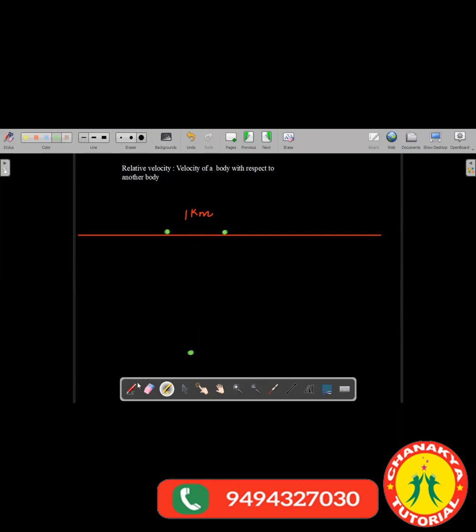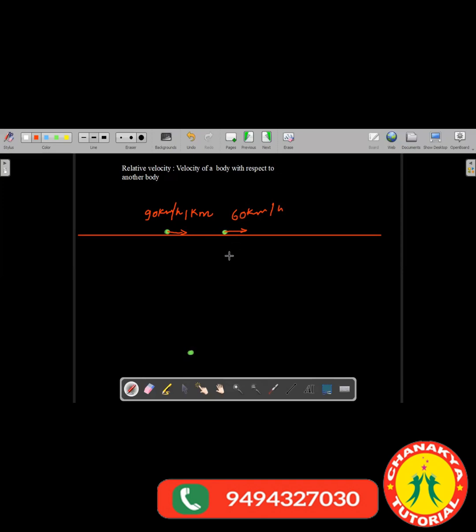So I observe that this car is moving with some speed, let's say 60 kilometer per hour. And let's say this car is also moving in the same direction with a speed of 90 kilometer per hour. Now, this is what I am observing. I am observing this car to be moving with 90 kilometer per hour. I am observing this car to be moving with 60 kilometer per hour.